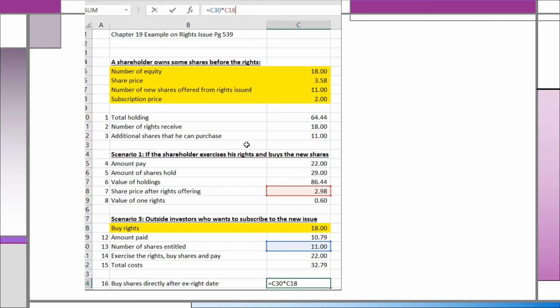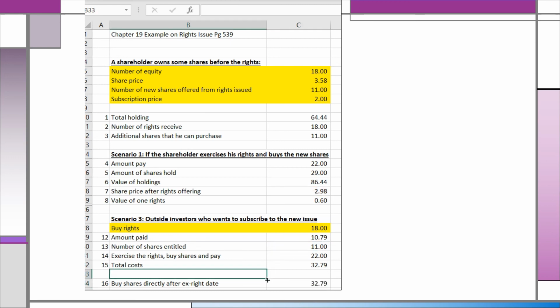If the outside investor buys shares after the ex-rights date, he will pay the ex-rights price of £2.98 multiplied with 11 shares, and the cost is the same. So there is no difference for the outside investor to buy the rights and subscribe for new shares or to buy the shares after the ex-rights date. Take note that the £22 is the amount of capital raised by the company. Existing shareholders can choose not to subscribe, and this amount is raised from outside investors.